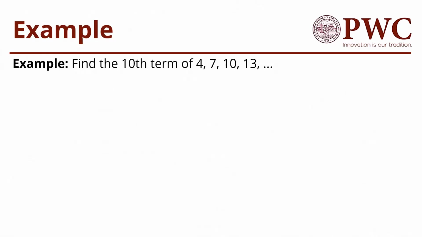Now the example tells us we need to find the 10th term of 4, 7, 10, and 13. It is an arithmetic sequence since, as you can see there, using mathematics, using your eyes, there is a common difference of 3.